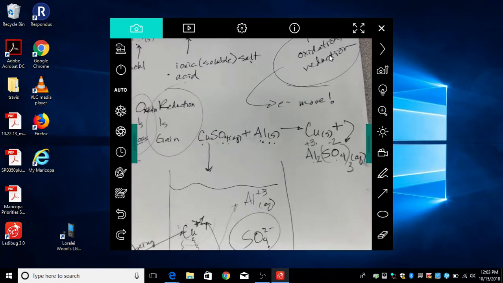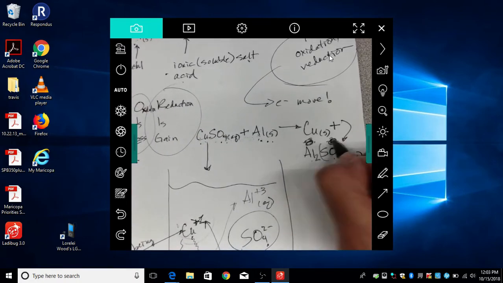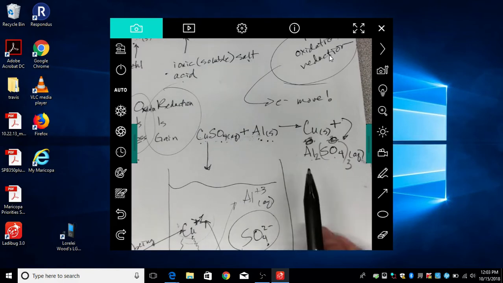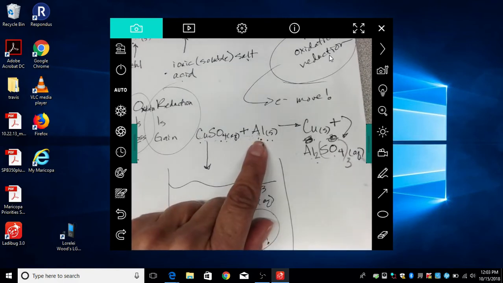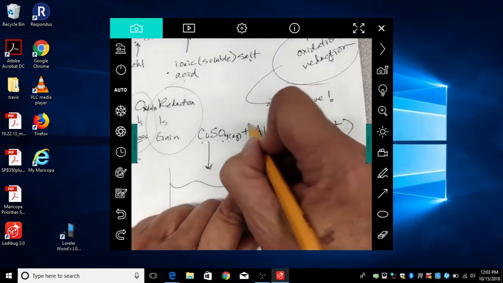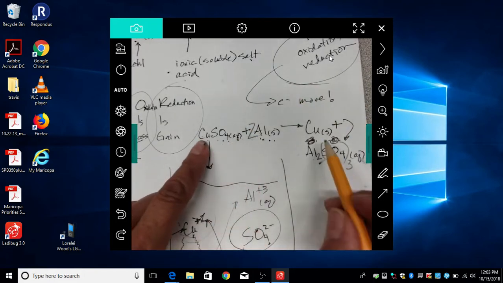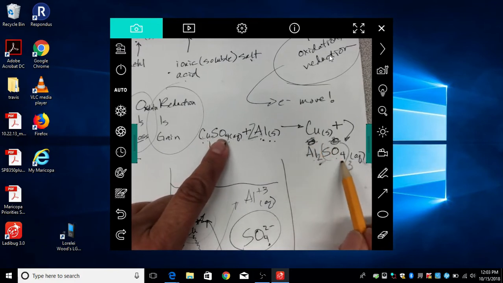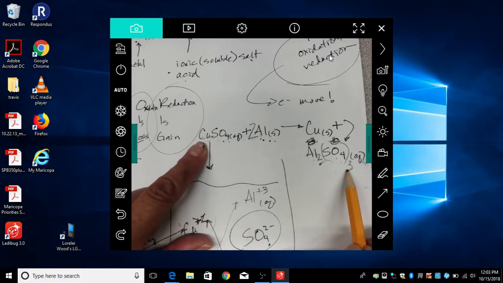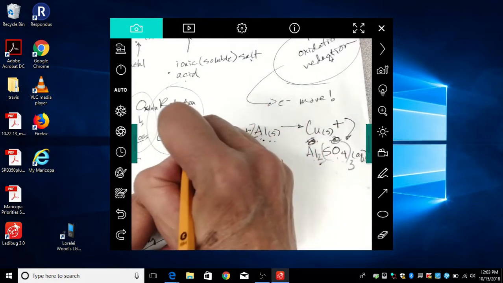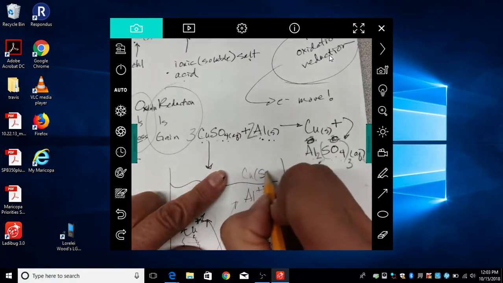Well, we still have to balance this thing, right? So now we have to look at balancing it. Well, I got 2 aluminums here and only 1 there, so I'm going to start in pencil in case I make any boo-boos. So I'm going to throw a 2 in there, right? Now, coppers are okay for now, but sulfate's not so much. How many sulfates do I have on the product side? I got 3. So what should I do on the reactant side? Do I do it that way, or should I do this?